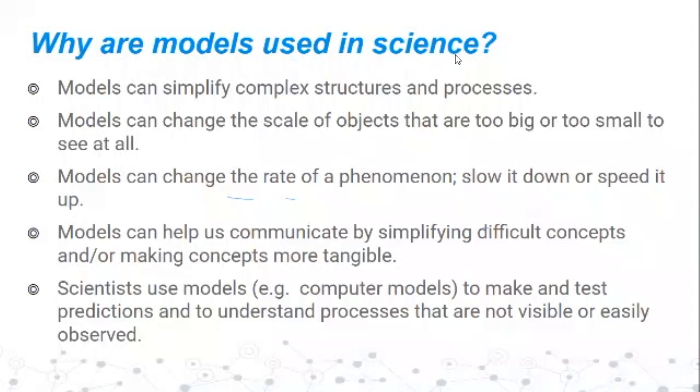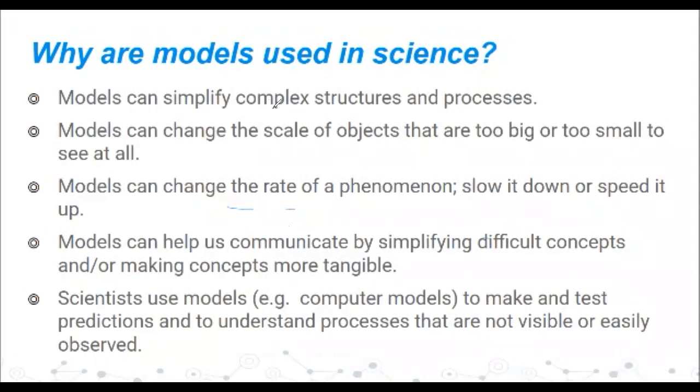So why do we use models in science? Models are very important. They can simplify complex structures and processes, so they can be explained with ease. Models can also change the scale of objects that are too big or too small to see at all. Look at the Earth: we have a globe that is used in several classes to represent the big Earth.